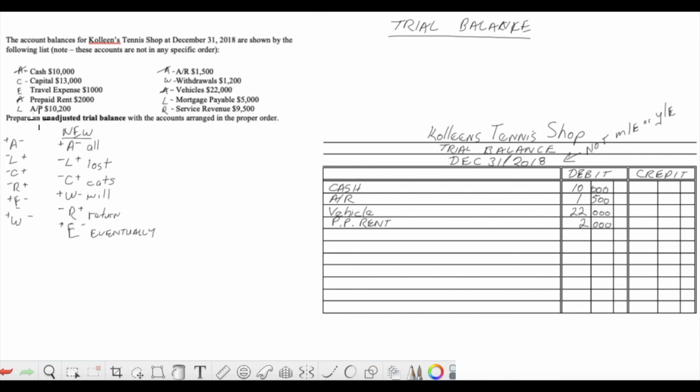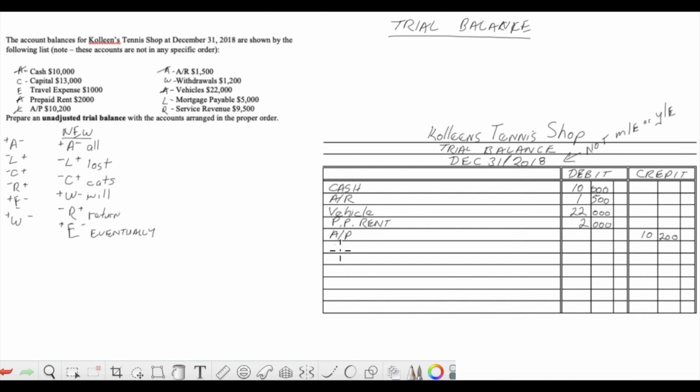So we have one here, accounts payable and mortgage payable. Which one would probably get first? Well, most of your accounts payable would get paid first. And it's a liability. So if it's on the right-hand side, it goes on the credit. So it goes on this side. And how much was it? $10,200. Check. Got it.